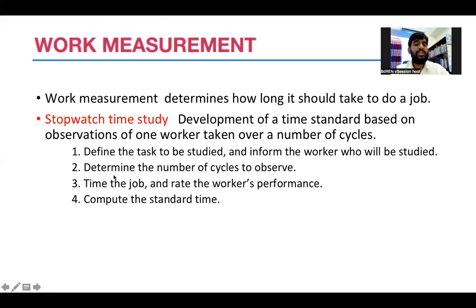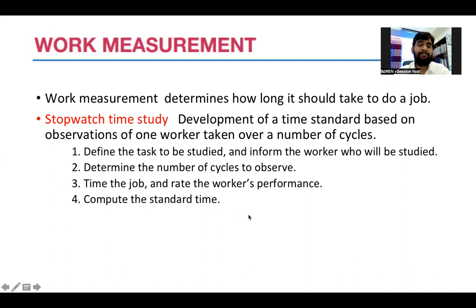So determine the number of cycles to observe. How many times will you repeat the job? That is known as the number of cycles. And then you will multiply the time by the worker's performance. Every employee, your performance I know, because I am going to grade you. Operations manager also knows about the worker's performance. And after knowing the worker's performance, you can compute the standard time. We are going to show you how to calculate the standard time.